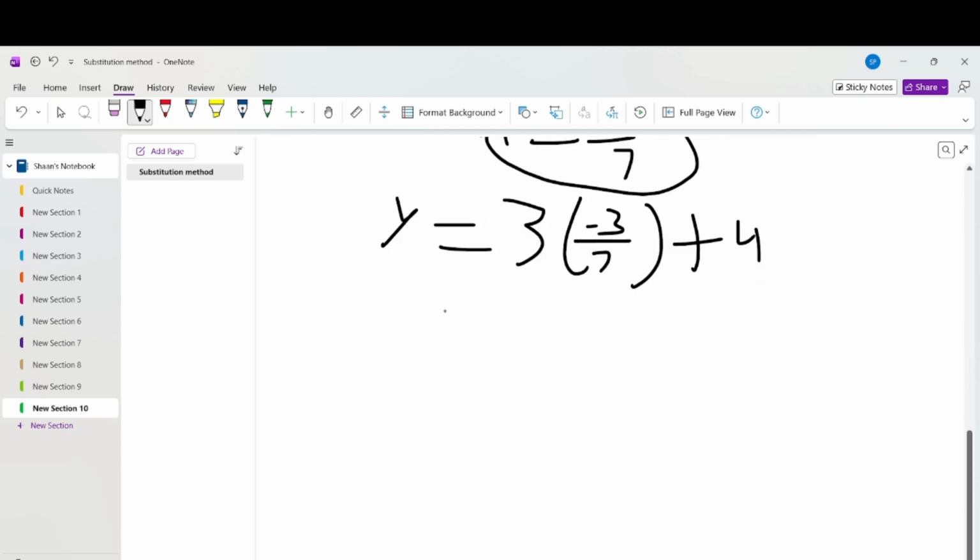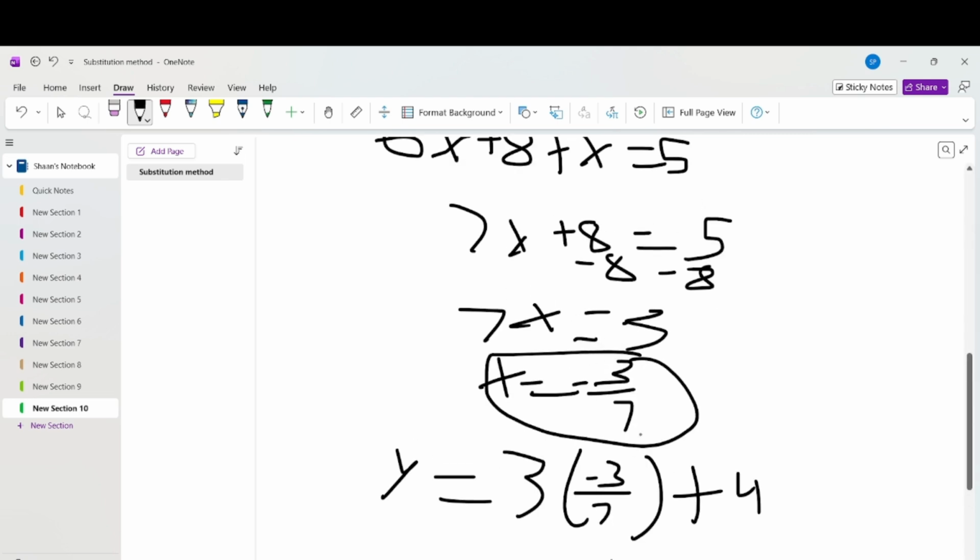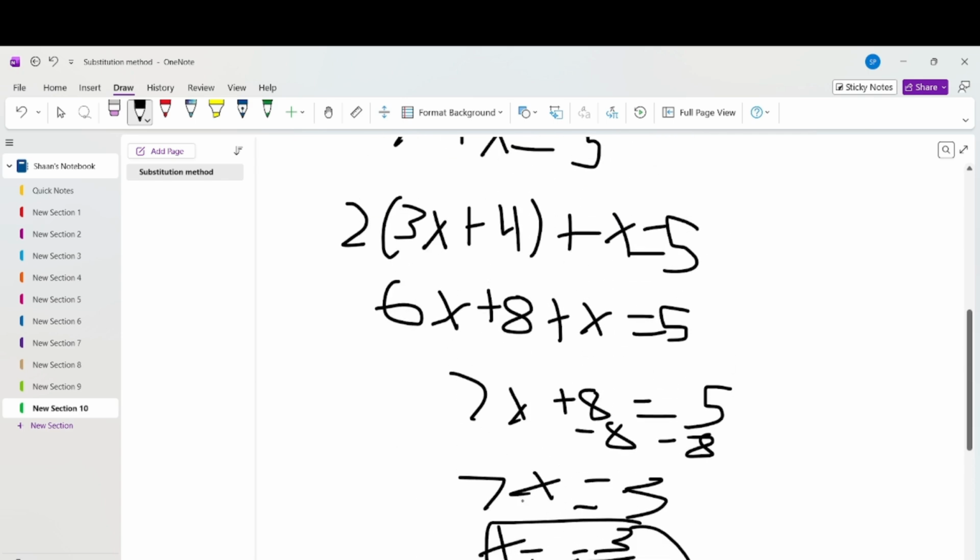So now this says y is equal to negative 9 over 7 plus 4. So 4 is also 28 over 7, so that means 28 over 7 minus 9 over 7, which means y is equal to 19 over 7. So we could check this really quickly.